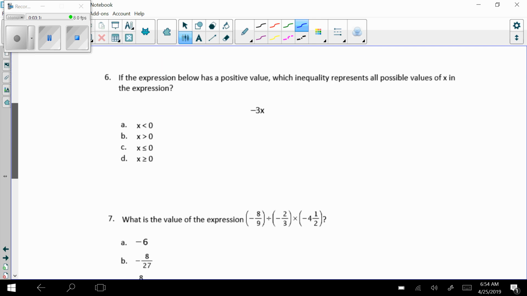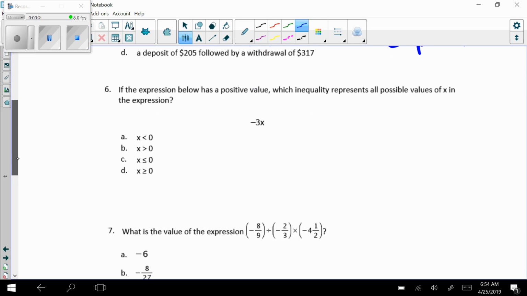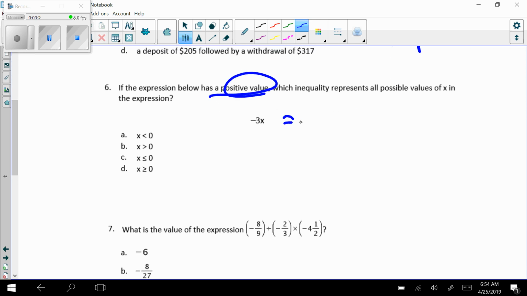Continue to move on. Number 6. If the expression below has a positive value, which inequality represents all the possible values for x in the expression? Basically, I have a negative number times some number that has to be positive. The only way you get a positive when you multiply is a negative times a negative. So any negative number. How would you represent that? Would it be numbers less than 0, greater than 0, less than or equal to, greater than or equal to?